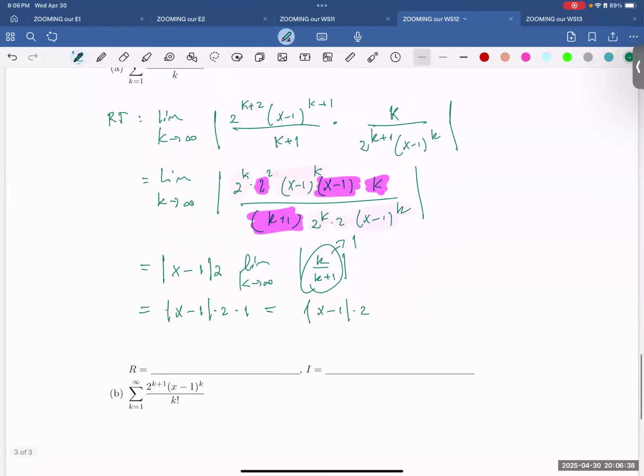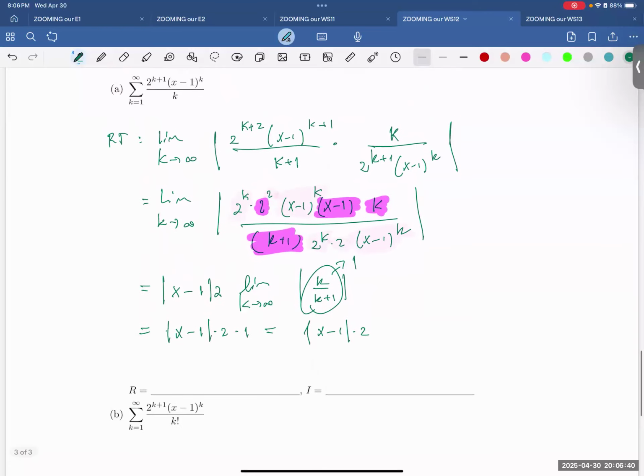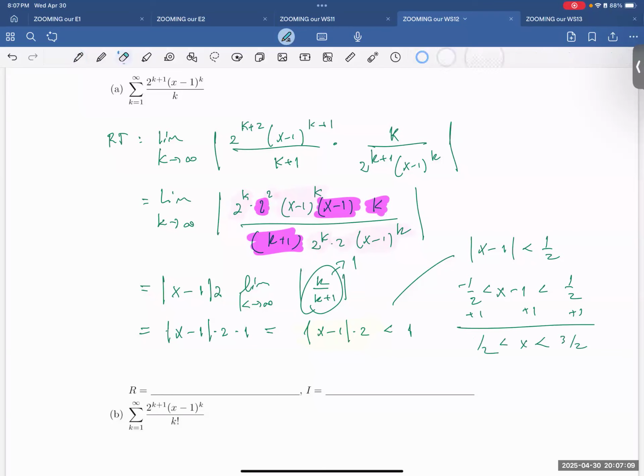For the ratio test to imply convergence, your limit, whatever it is, this is our limit, absolute value of x minus 1 times 2, needs to be less than 1. So set it less than 1 and solve. If you divide by 2, absolute value of x minus 1 is less than a half. That means x minus 1 is between negative a half and a half. You're going to add 1 everywhere. So x is between 1 half and 3 halves.